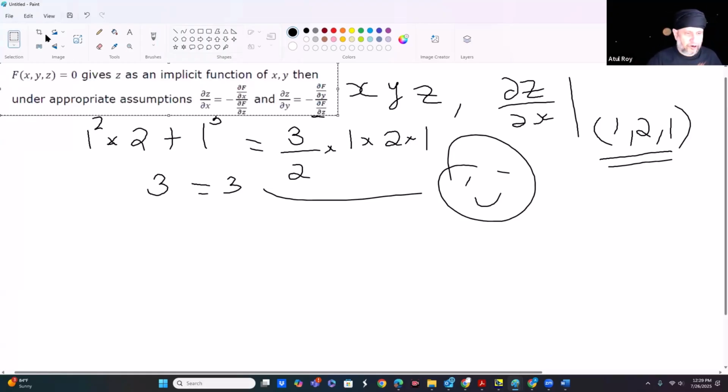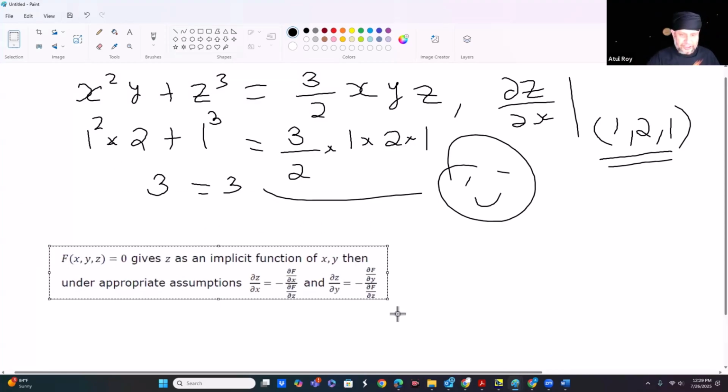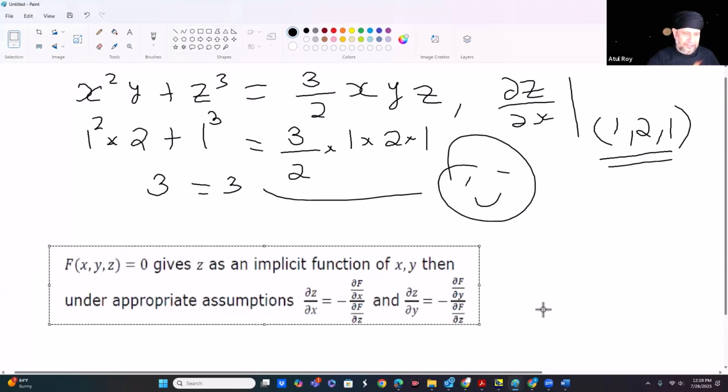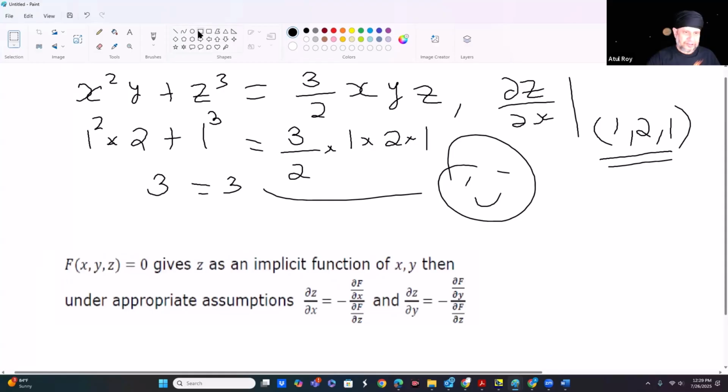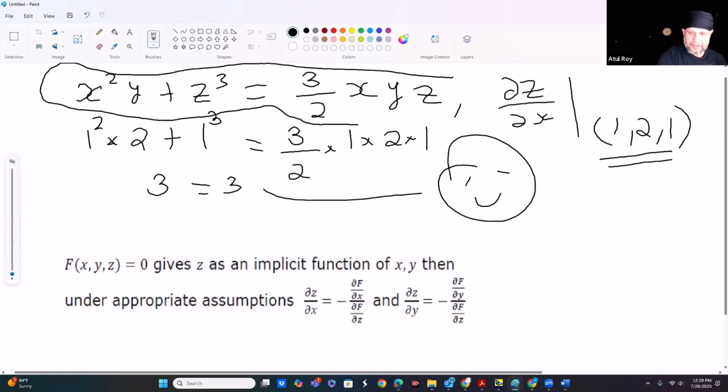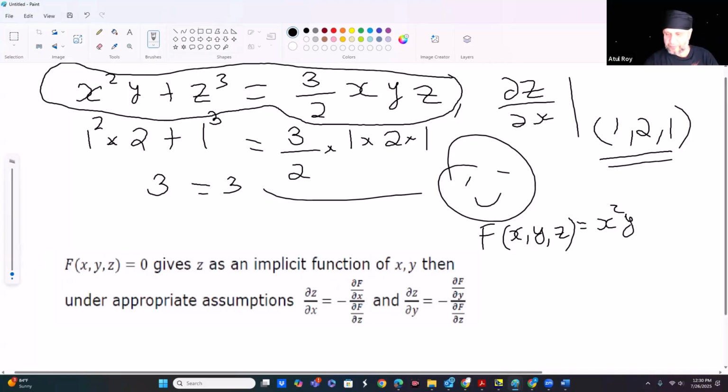And if you go into the formula sheet, you shall see something like this right here. So we can make a function F(x, y, z) equals x squared y plus z cubed minus 3 over 2 xyz.